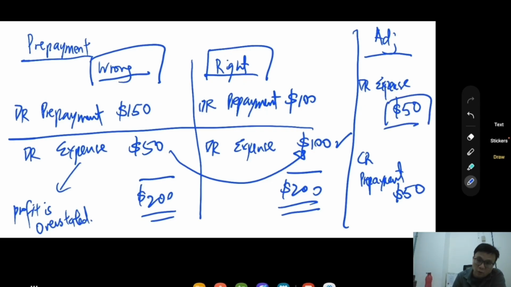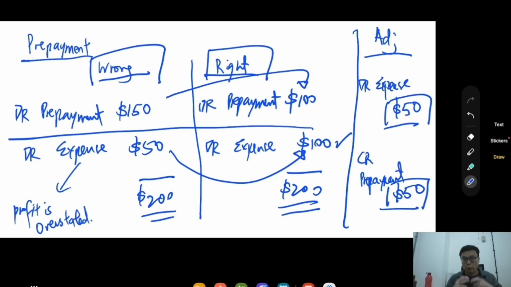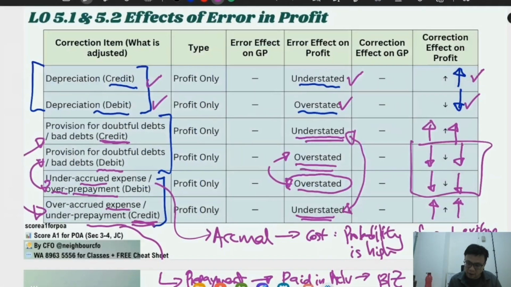And for prepayment over here, you can see that we reduce 150 to 100 here by doing a crediting of the prepayment of $50. So I hope that gives you a quick snapshot in terms of the adjustment behind this error. So with that in mind, let us now go back to the slide.